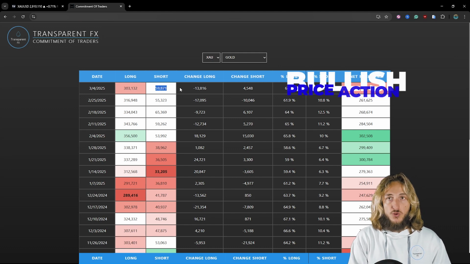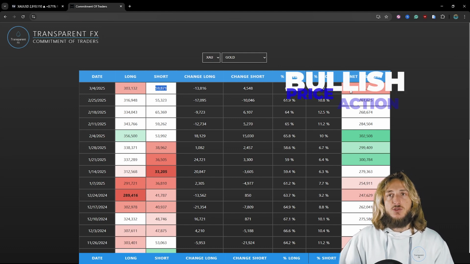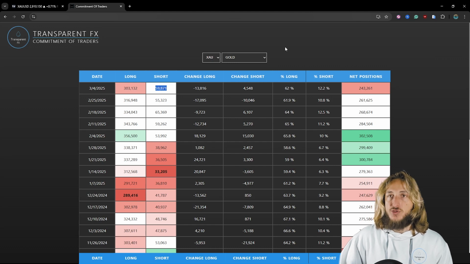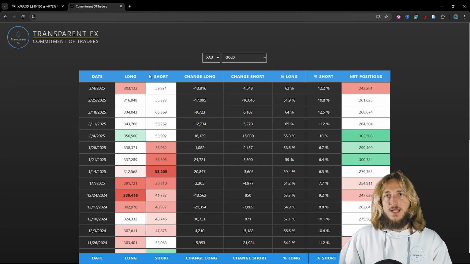Institutions are bullish on gold, but in the short term, it seems like institutions are now starting to move back to the bearish side. However, this data was preceding this stock market crash.